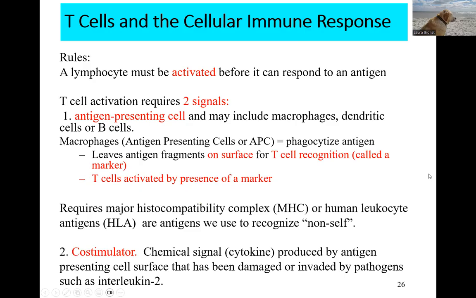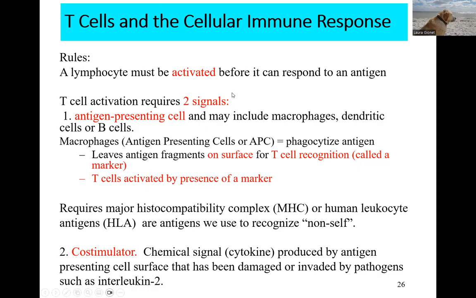Okay, so T cells and cellular immune responses. There are some rules, so to speak. A lymphocyte must be activated before it can respond to an antigen. You don't want a lymphocyte to accidentally identify the antigen on one of your own body cells as being a foreign invader. Because once this process starts, the memory cells will exist there, and you will always try to kill off these normal cells of your body. That's what an autoimmune disorder is.